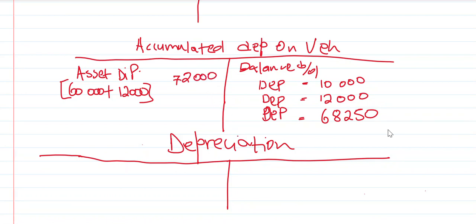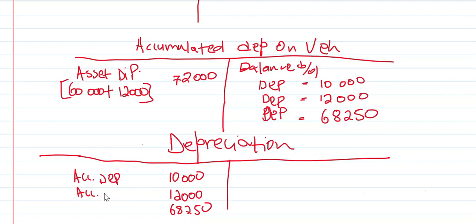Yes, then what we're gonna do here again, we're gonna take that 10,000, this is a contra account, just do the transfer, then we just take 68,250 also. The contra account is gonna be accumulated depreciation. This is the same thing over and over again.